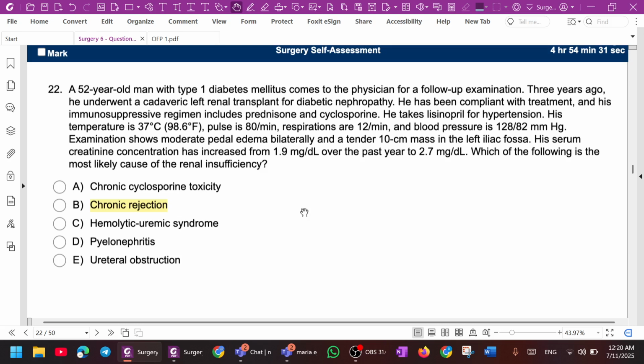I don't know. I guess I'll go with ureteral obstruction. Probably it's kidney rejection at this one. Okay, let's check.